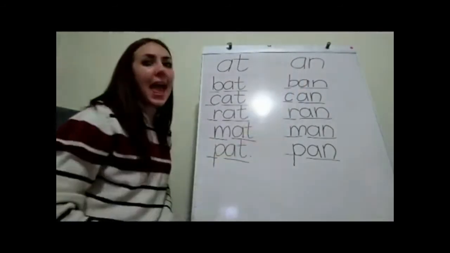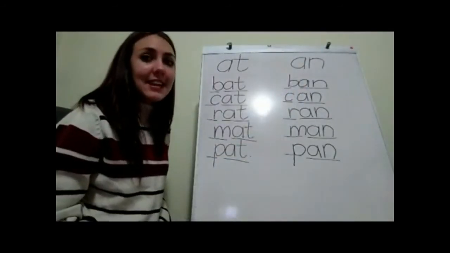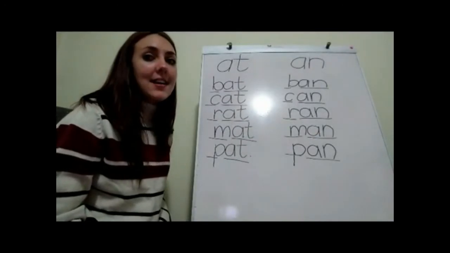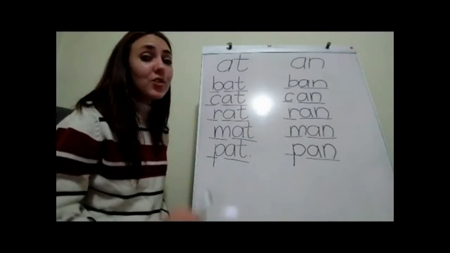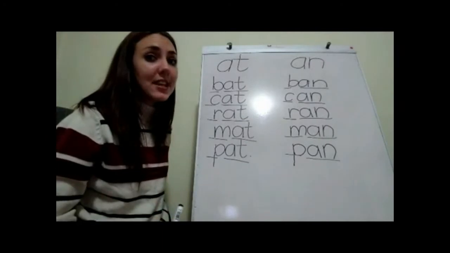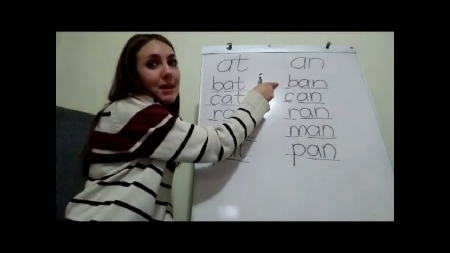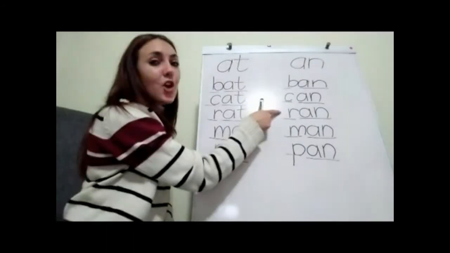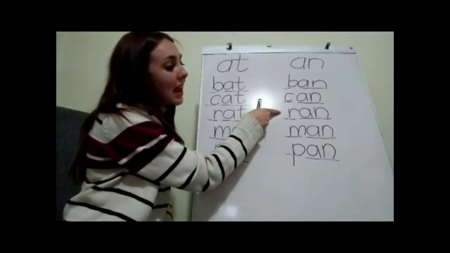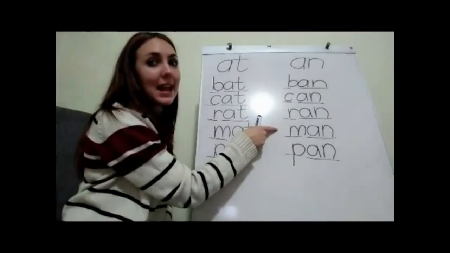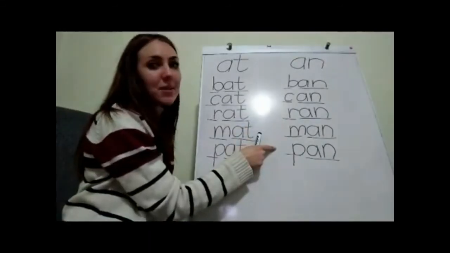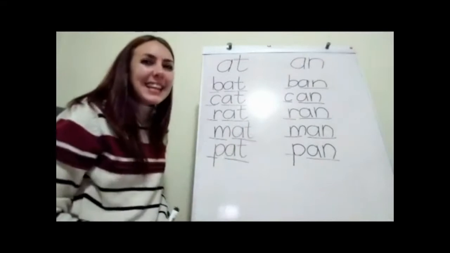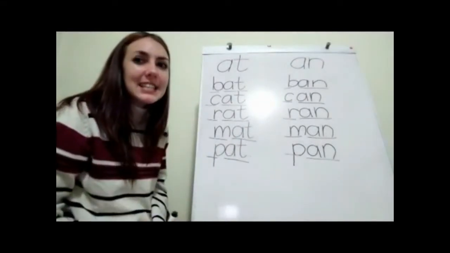Let's do the an family words. An, an. Everybody say it together. An, an, an. Let's read the words. Remember, we're going to repeat it three times. Ban, ban, ban. Can, can, can. Ran, ran, ran. Man, man, man. Pan, pan, pan.